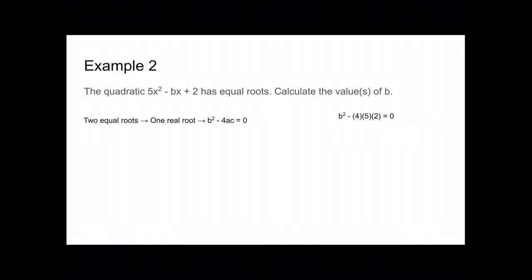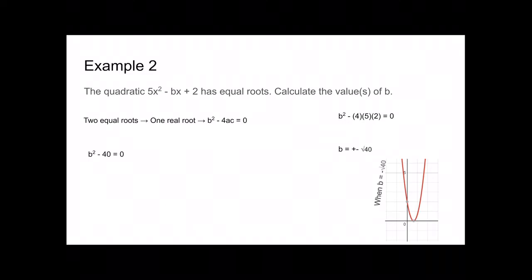And once again, you can pull out your discriminant. So b squared minus 4 times the a value, which is 5, times the c value, which is 2, equals 0. And just a bit of simplifying here. So b squared minus 40 equals 0. So you should find that b squared equals 40. So therefore, the square root of 40 must be equal to b. But remember that a negative number squared is a positive, and a positive squared is also a positive. So your b value is actually plus or minus the square root of 40, because they both work.